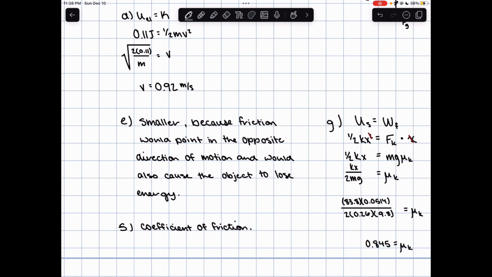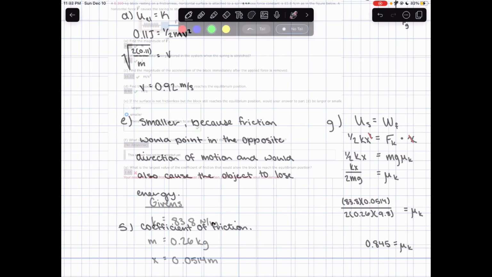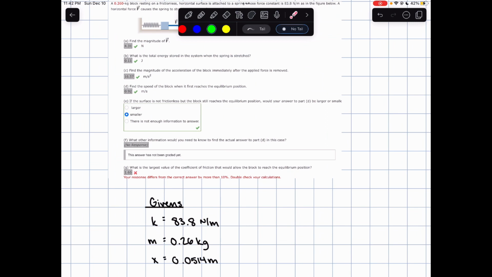For part F, what we would need to know to calculate the actual speed of part D would be the coefficient of friction. That way, we could determine how much is actually lost due to the collision between the floor and the block. Now, let's take a look at part G.